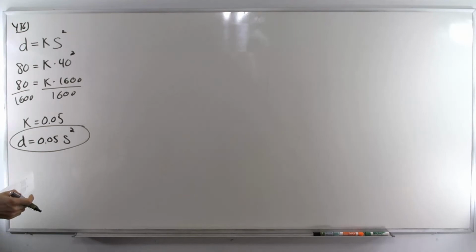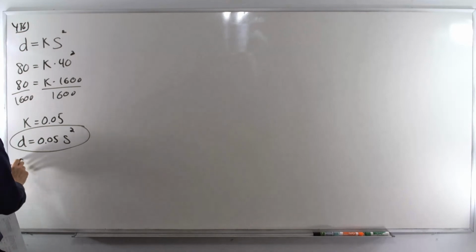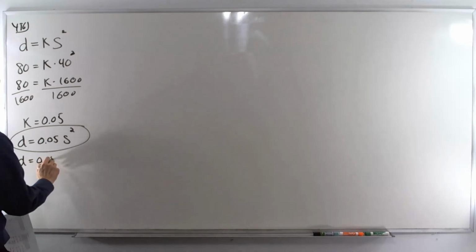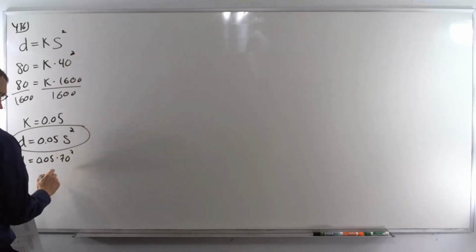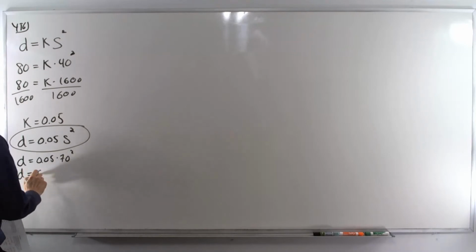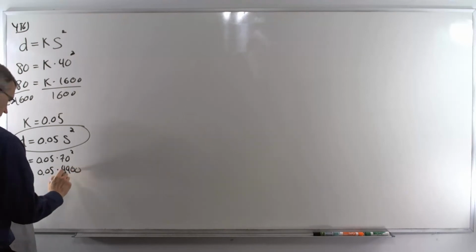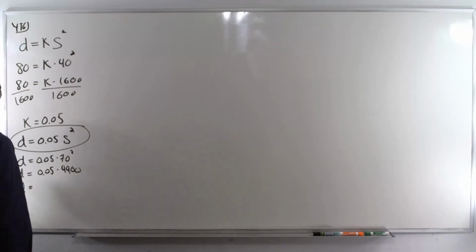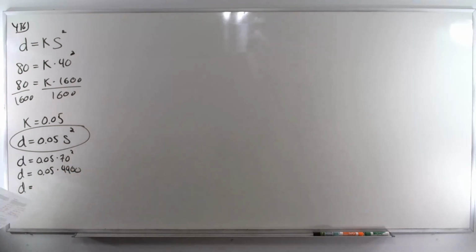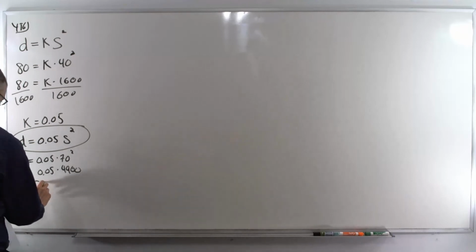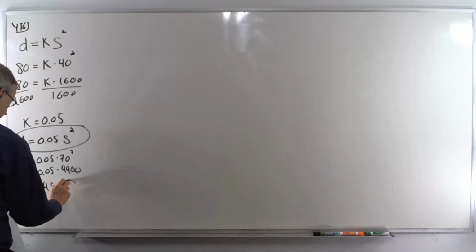Now we want to find the stopping distance of the car traveling at 70 miles per hour. So we're going to plug in 70 for the speed. And that gives us 245 feet.